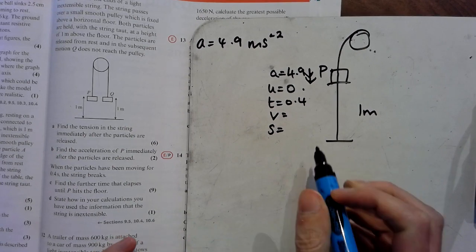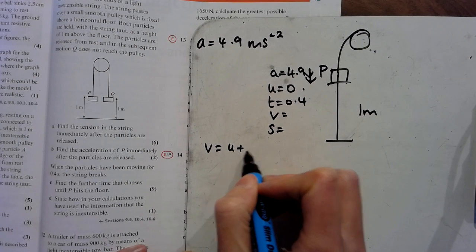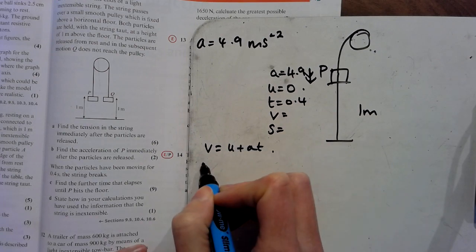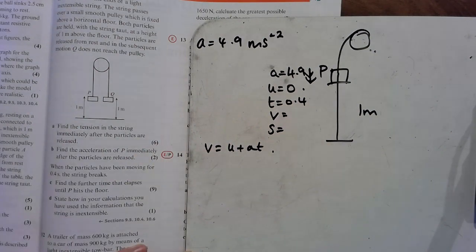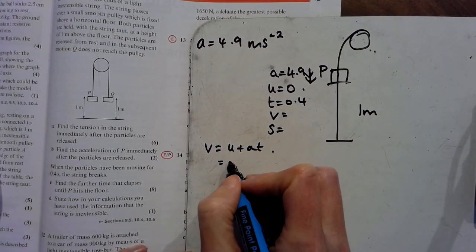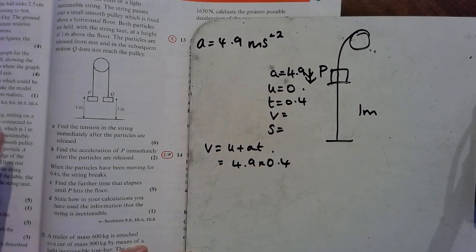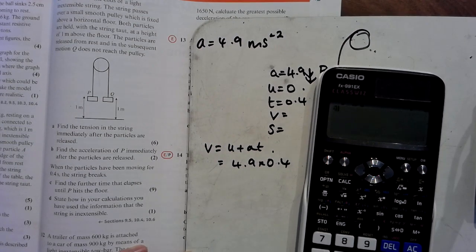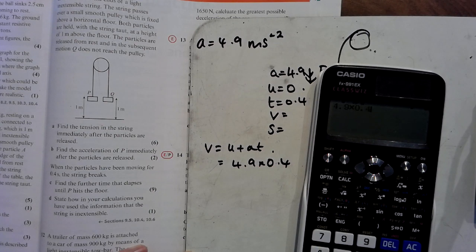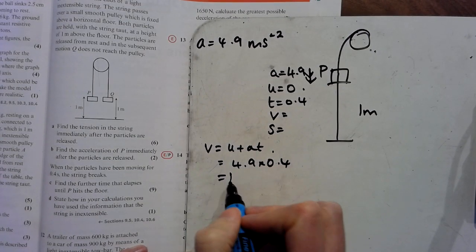So to get v, first of all, I'm going to do v equals u plus at. So I've got 0 plus 4.9 times 0.4, which is 1.96 meters per second.